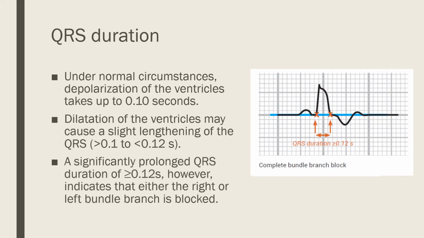Significantly prolonged QRS duration more than 0.12 seconds indicates that either the right or the left bundle branch is blocked, which means any QRS duration, if it is more than 3 small squares, means that there is a bundle branch block, either right or left.